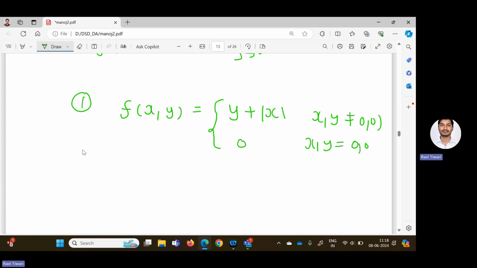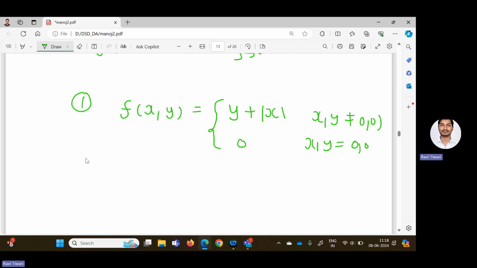There is no doubt that this function is continuous, because mod x is always a continuous function and y is also a polynomial, so always continuous, and the addition of these two functions is also continuous. And the value of the function you are observing here is 0, because f(0,0) is also 0. Mod x is everywhere continuous, though not differentiable, and y is also continuous.